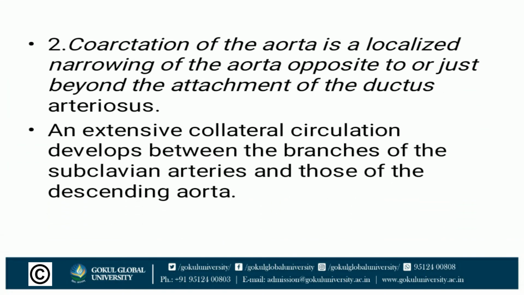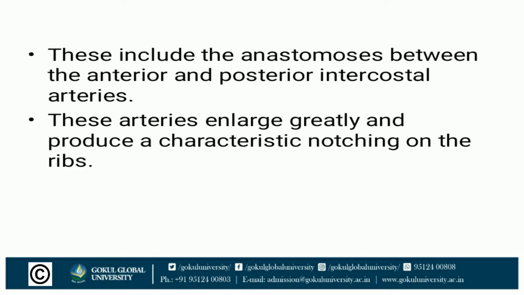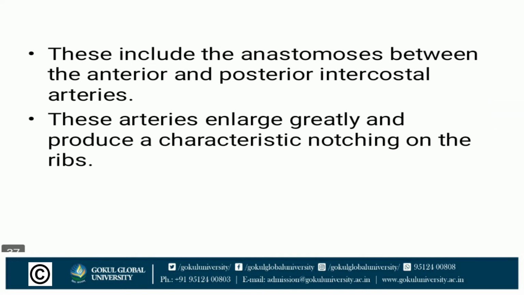Coarctation of the aorta is localized narrowing of the aorta opposite to or just beyond the attachment of the ductus arteriosus. An extensive collateral circulation develops between branches of the subclavian artery and those of the descending aorta. These include the anastomosis between the anterior and posterior intercostal arteries. These arteries enlarge greatly and produce characteristic notching on the rib.